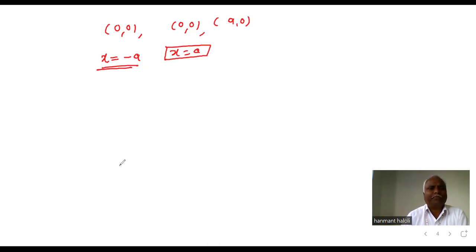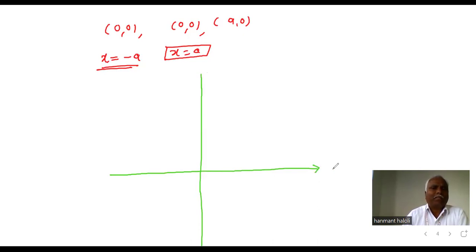Now how to construct it? Make the x-axis and the y-axis. I'll use a different color for the curve. We got a point where the curve passes through, and it also passes through (a, 0), where x = a and y = 0. Now here, at exactly the same distance, we get this point, which is (minus a, 0).